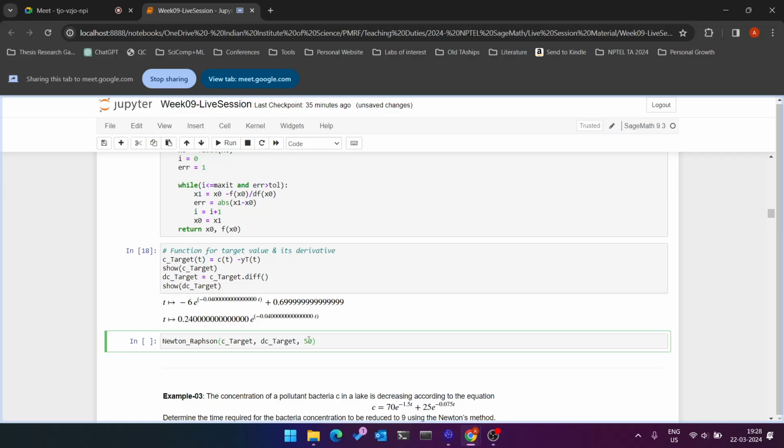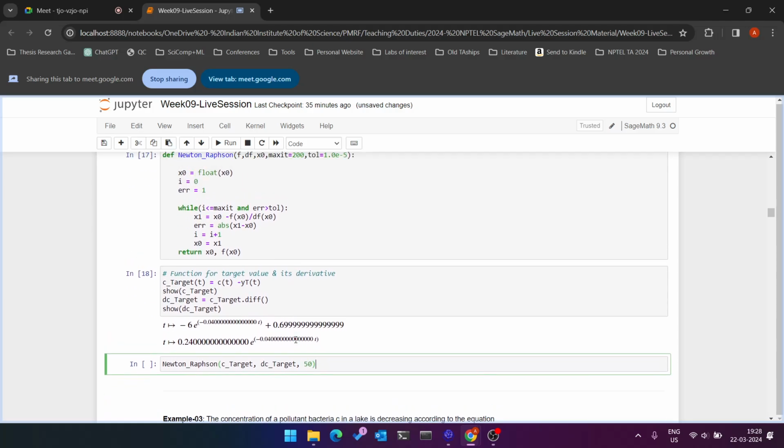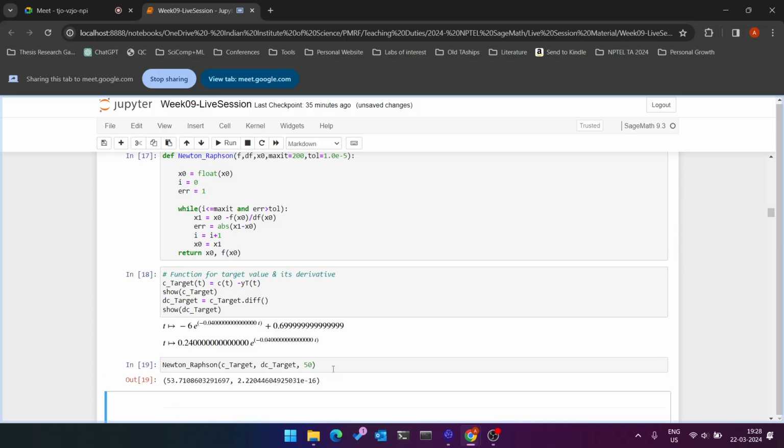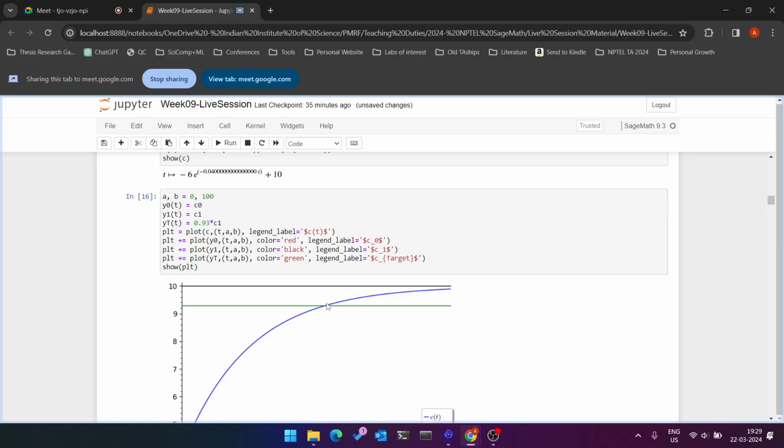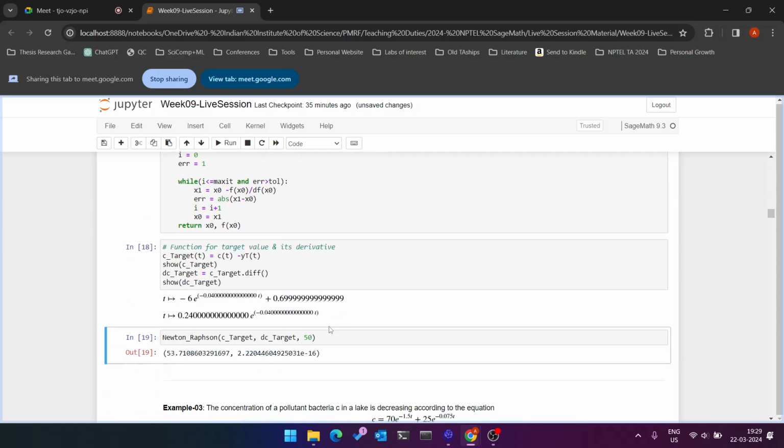So this is what should go to 0, and this is my first derivative. Once I run the Newton-Raphson method with my target function, its derivative, and an initial guess, I see this to be my solution. It seems that my solution is 53.71 seconds, and the error is very small, 2.2 e raised to minus 60. So we can be comfortable that this is the solution that we have obtained.